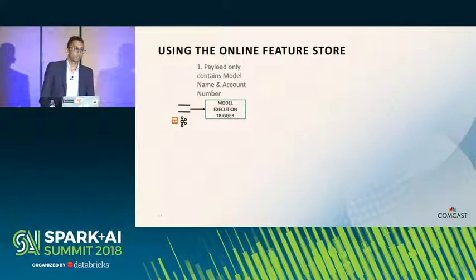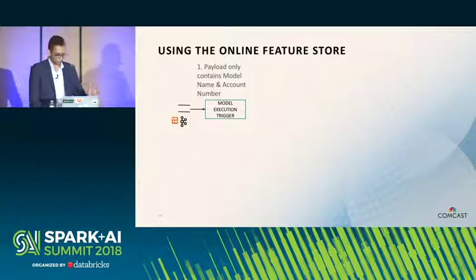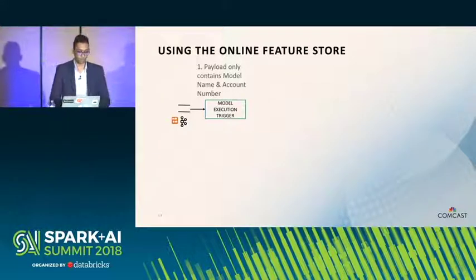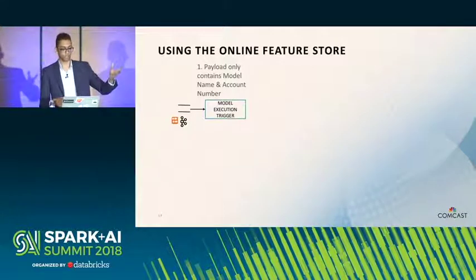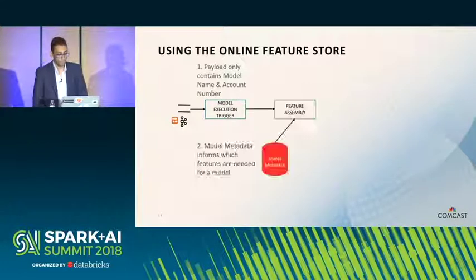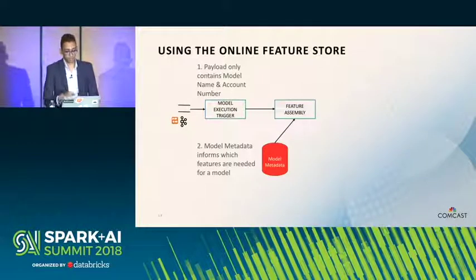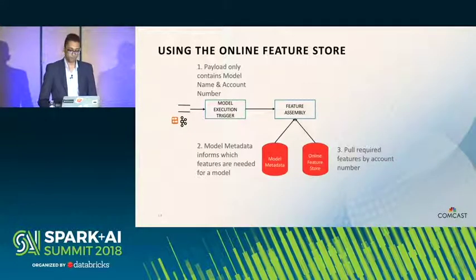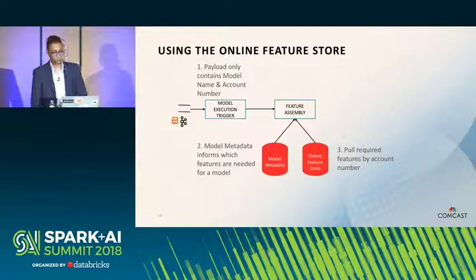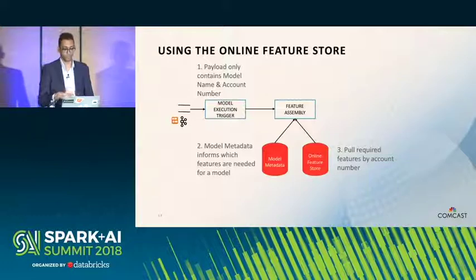So how do we actually use the online feature store? Going back to the VA example, the virtual assistant example, somebody calls in like, hey, my internet's really bad, what's going on? The decision engine, the NLP model, will tell us what model and what account number we need to use it for. The model metadata will tell us exactly what features are needed and how they're needed, and I'll go into this in detail. And this then goes into a feature assembly step where we pull in all the features from the online feature store and transform them as needed, if needed here.